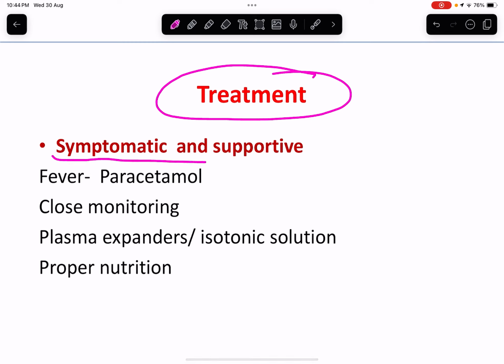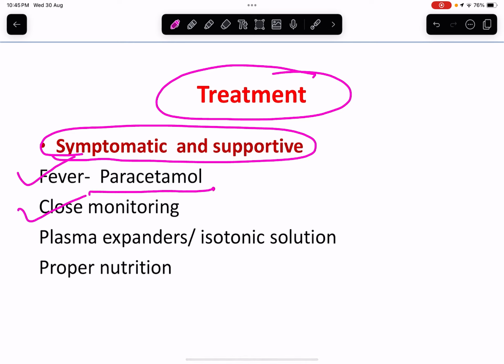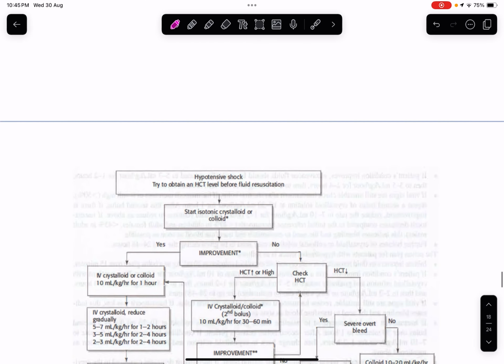So, always remember that the treatment of dengue is always symptomatic and supportive. So, fever, if there, you give paracetamol. Close monitoring is important. If the patient is having plasma leakage leading to shock, you need to give plasma expanders, isotonic solution, proper nutrition to be maintained. So look at the patient's symptoms and try to give symptomatic relief and supportive care.